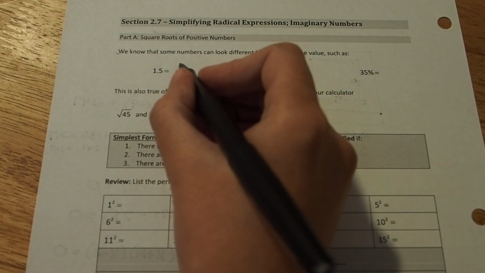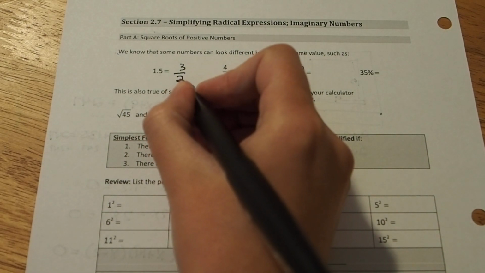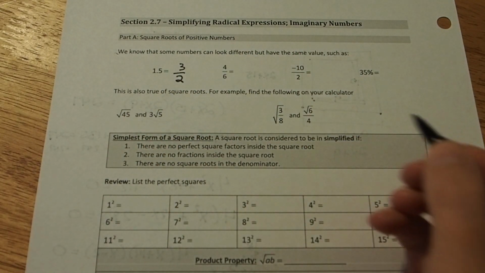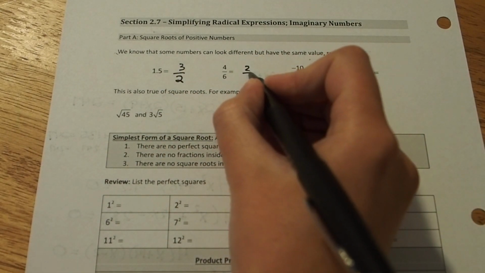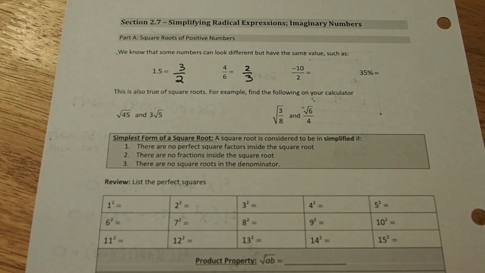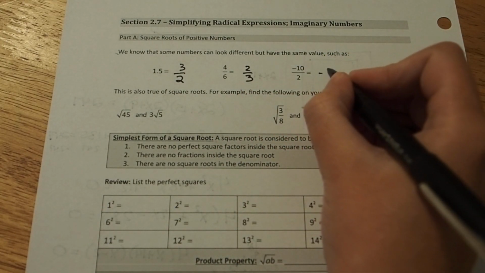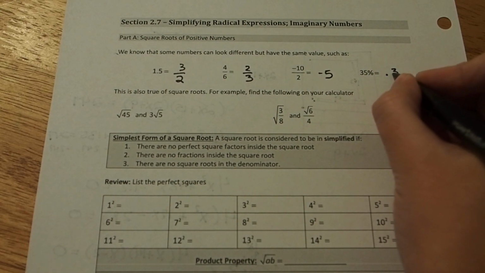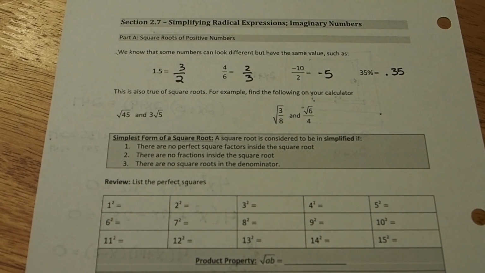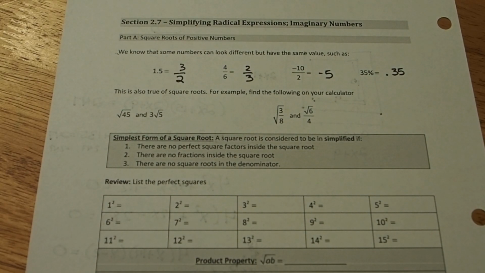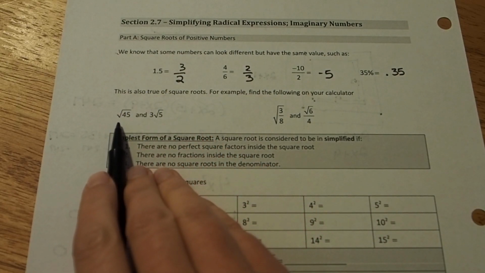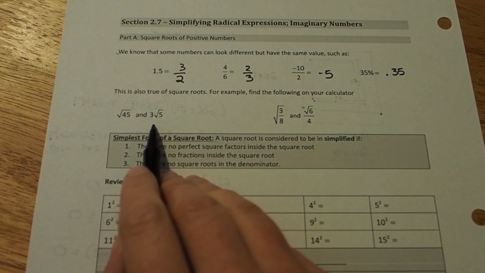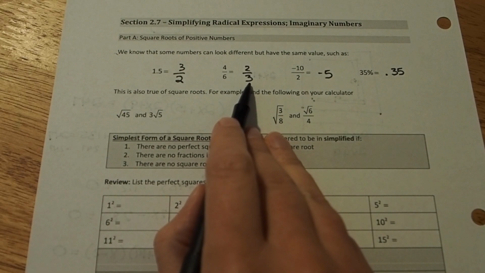such as 1.5 can be written as the fraction 3/2. 4/6 can be reduced and written as the fraction 2/3. -10 divided by 2 can be simplified to be -5. And 35% can be simplified to 0.35. What we're going to be doing in this section is simplifying radical expressions so that I have a radical equal to a simpler radical rather than a fraction equal to a simpler fraction.